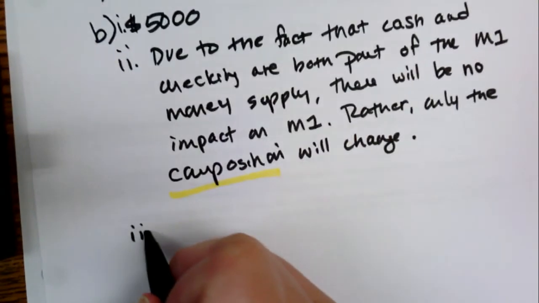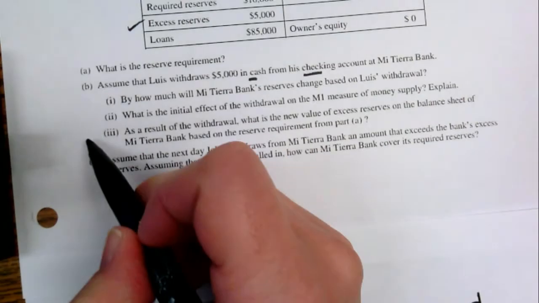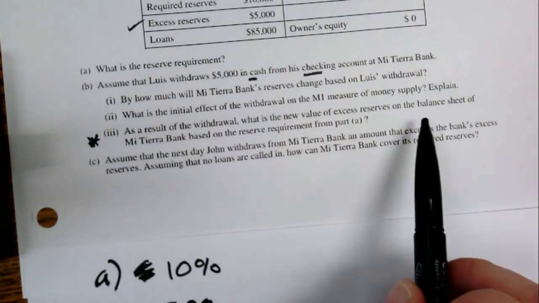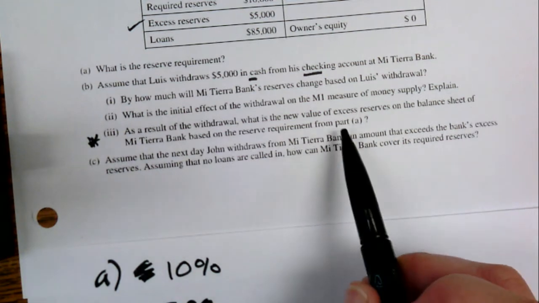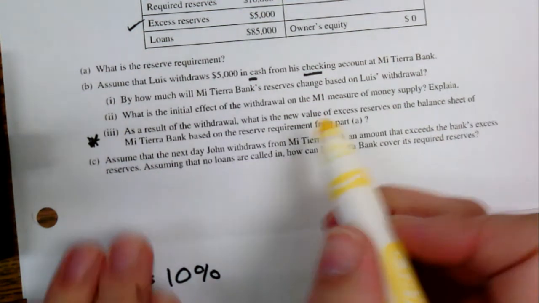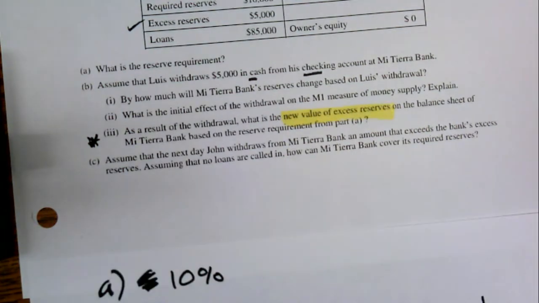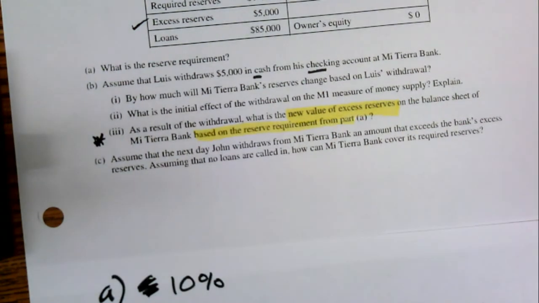Okay, so part three. It says, as a result of the withdrawal, and I think that this is the tough part of the question for kids. What is the new value of the excess reserves on the balance sheet at Me Terra Bank based on the reserve requirement from part A? So again, we're looking for a new value. So the word value implies that we're going to have a dollar amount here, and then it says based on the reserve requirement. So we're going to have to use the reserve requirement that we just calculated, which was 10%.